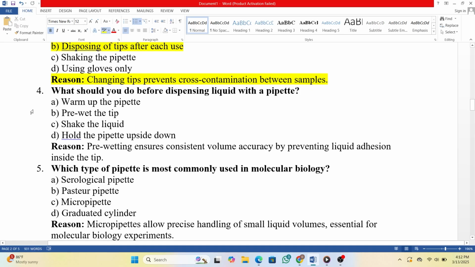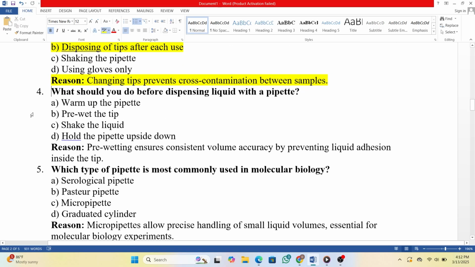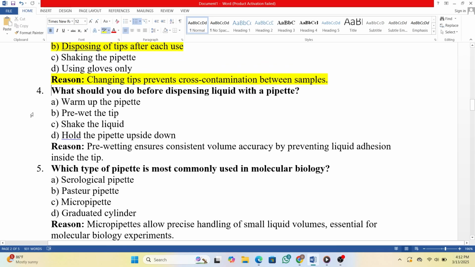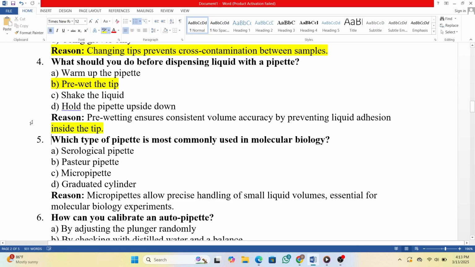4. What should you do before dispensing liquid with a pipette? A. Warm up the pipette. B. Pre-wet the tip. C. Shake the liquid. D. Hold the pipette upside down. Answer: B. Pre-wet the tip. Reason: pre-wetting ensures consistent volume accuracy by preventing liquid adhesion inside the tip.